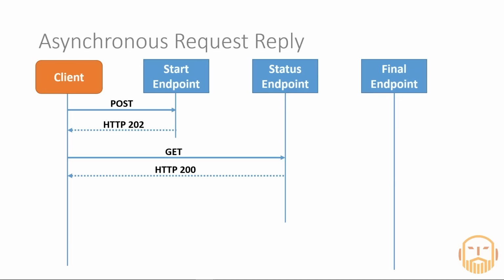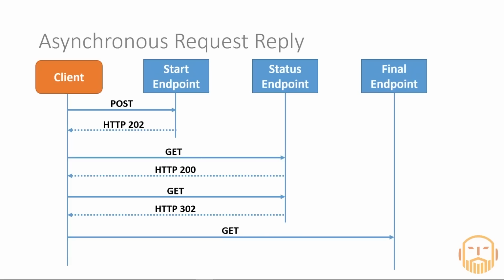Or, as we're going to do, when we make our final call to the status endpoint and the job has been completed, we're going to respond with a 302, which is a redirect, and we'll just automatically redirect the client to the final endpoint, and we get all our products or whatever it is we decide to do. So that is the synchronous request reply pattern.